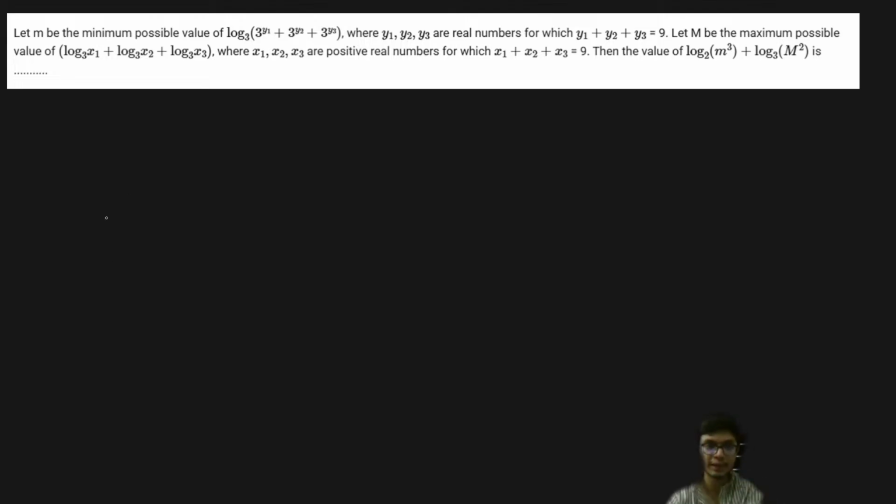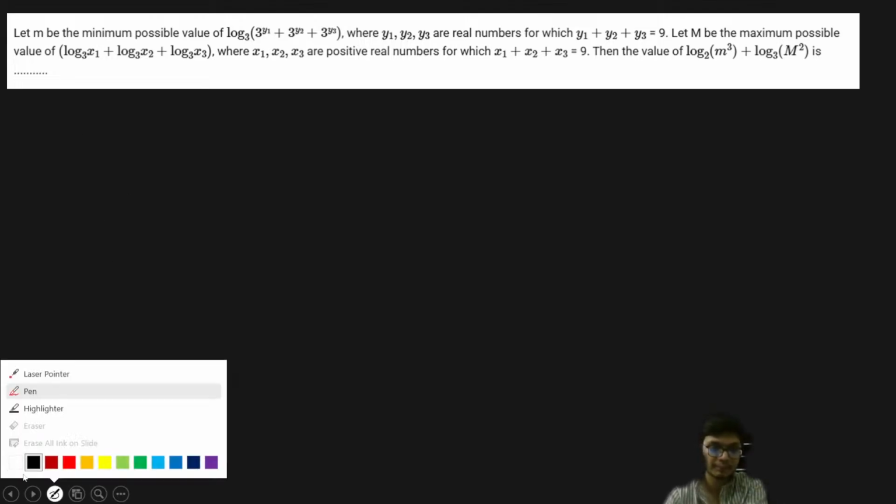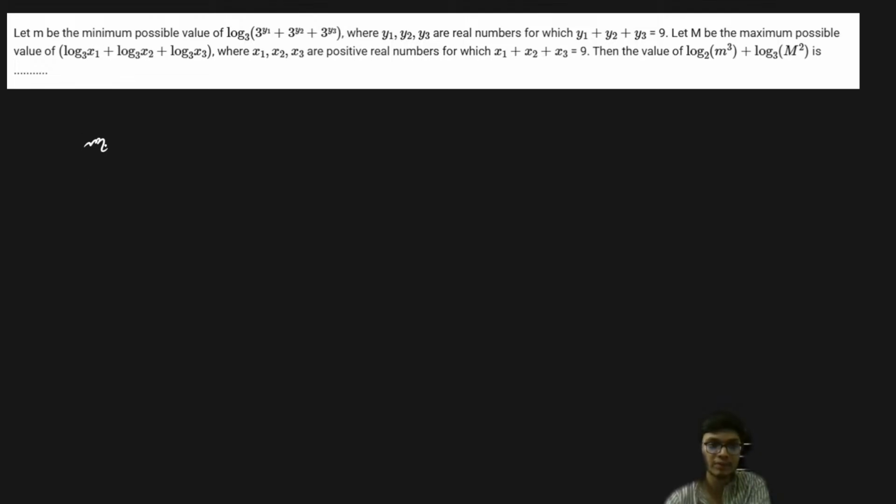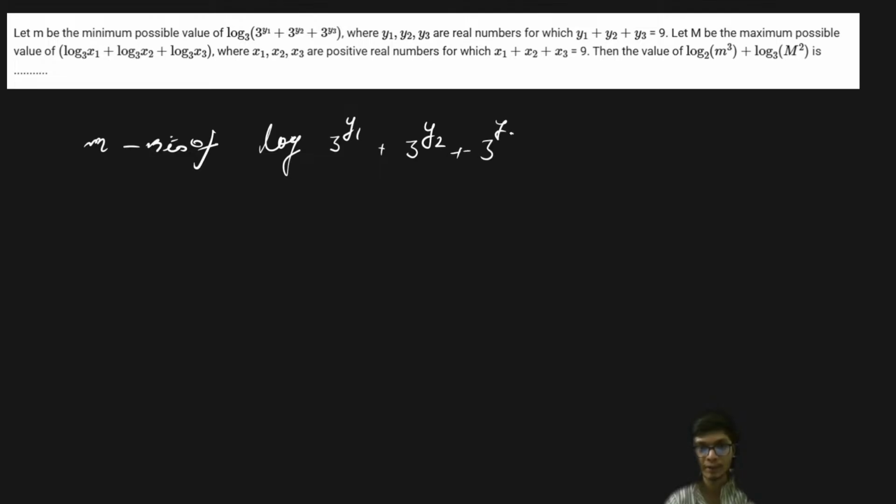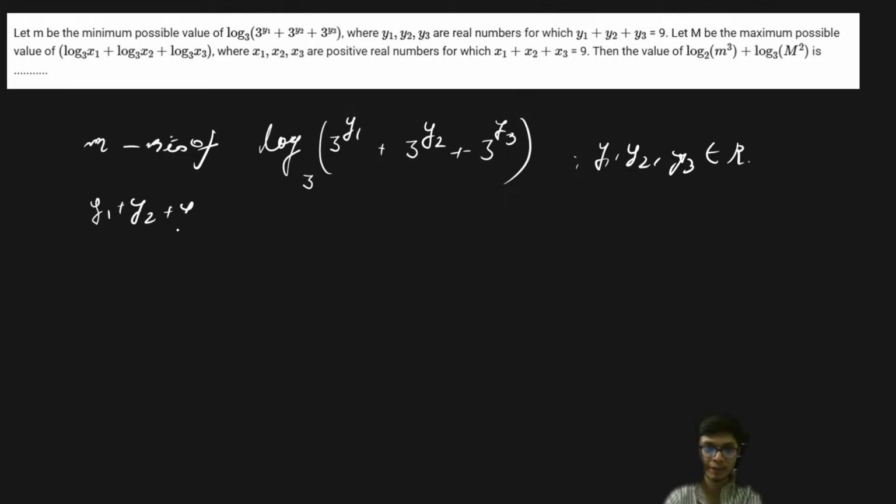So if you look at the problem over here, it is said that m is the minimum value of log base 3 of (3 to the power y1 plus 3 to the power y2 plus 3 to the power y3), where y1, y2 and y3 are all real numbers. And also it is said that y1 plus y2 plus y3 is equal to 9.